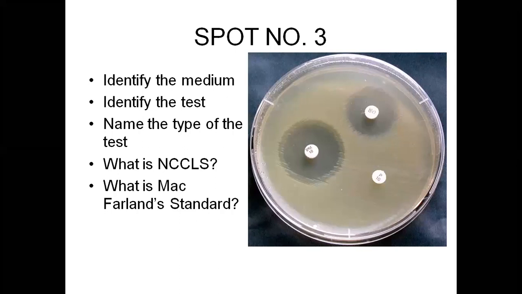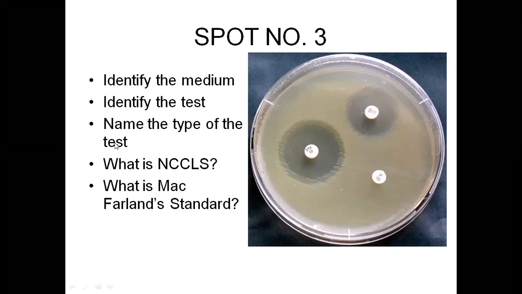That is called culture and sensitivity. So we are culturing the bacteria from the specimen and identifying the individual bacteria, and then putting the antibiotic sensitivity, so that the clinician can give a specific antibiotic for that disease. Identify the test. This is an antibiotic sensitivity test. Agar is a nutrient agar. Name the type of the test. It is antibiotic sensitivity test. This is how the question can be asked.